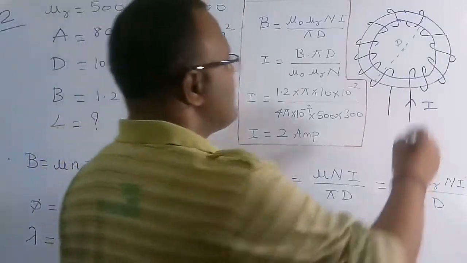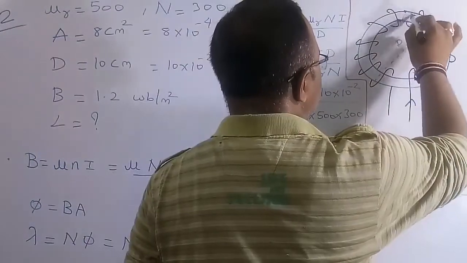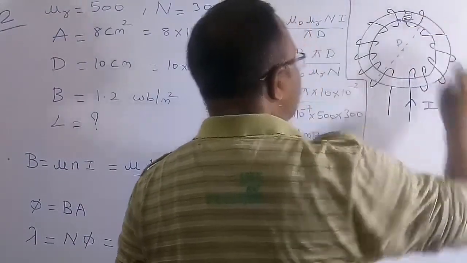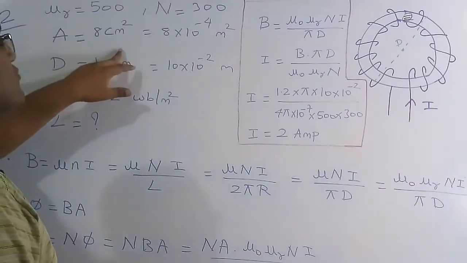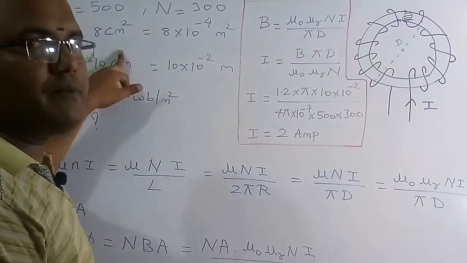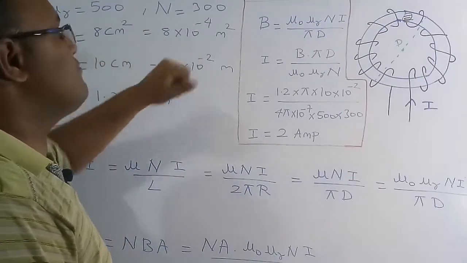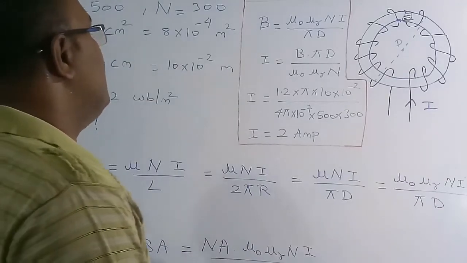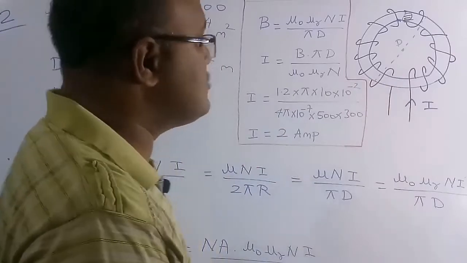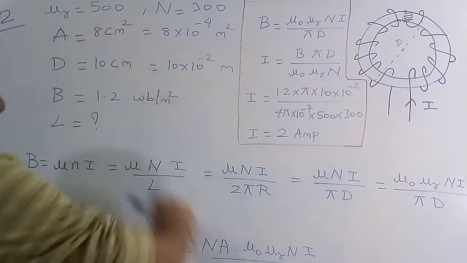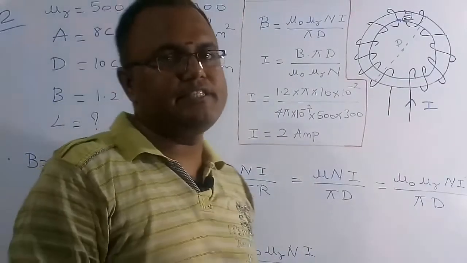And they have also given the area of this core. So this is called the area of this core. The area of this iron ring is given as 8 centimeter square. If you want to convert it in terms of meters, it is 8 into 10 to the power of minus 4 meter square. And they have also given the relative permeability of this iron core, which is 500. It does not have any unit, it is unitless.